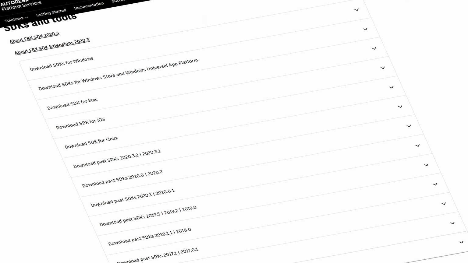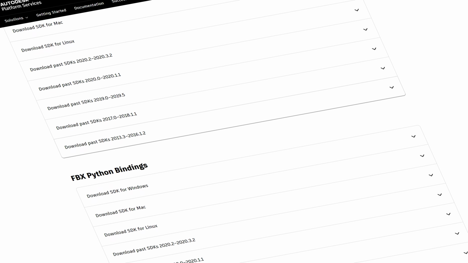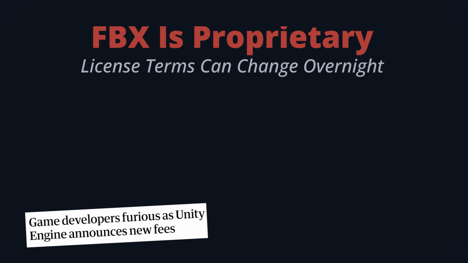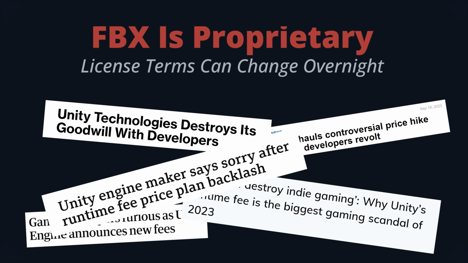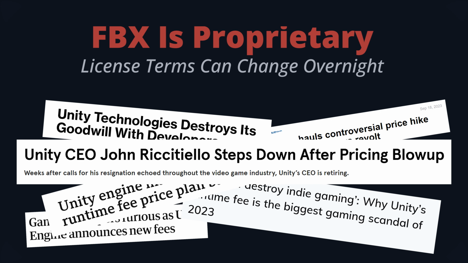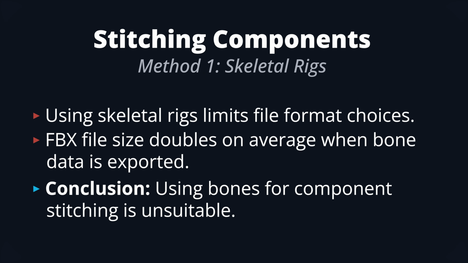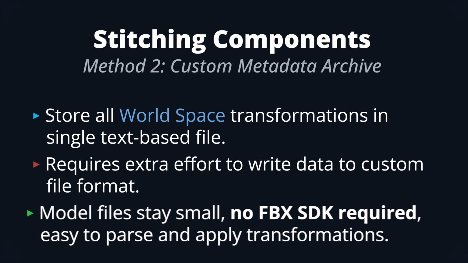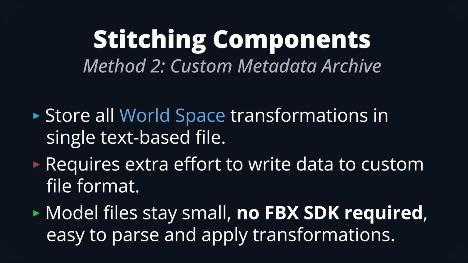Using the official Autodesk SDK would easily solve this problem, since it's possible to access bone world space coordinates directly. But the file format is proprietary, and while Autodesk has made this tool available for free, the recent scandal surrounding Unity serves as a perfect example of why creating software using someone else's technology can potentially create serious problems later down the line. It's also worth pointing out that storing skeletal rigs inside of model files can drastically increase file size, causing longer loading times. So instead, I created a simple custom metadata archive that stores the world space bone data for each component. This does create an extra step, but it keeps the model file sizes small, eliminates the need for third-party technology, and simplifies the entire stitching code.